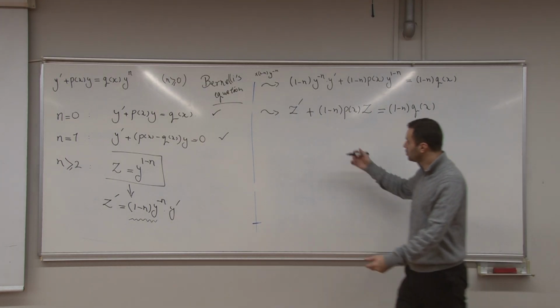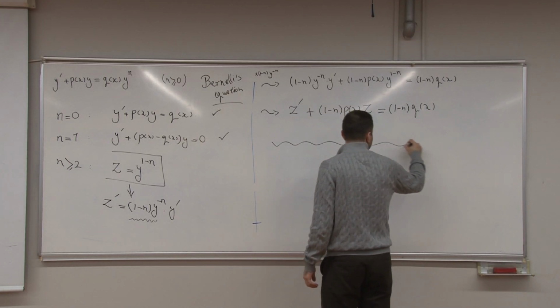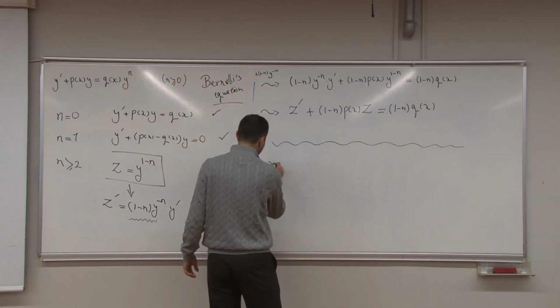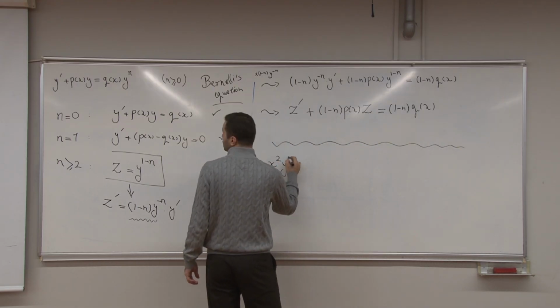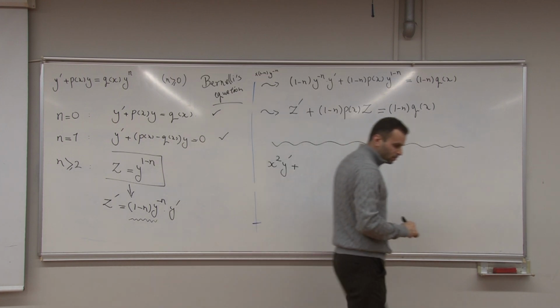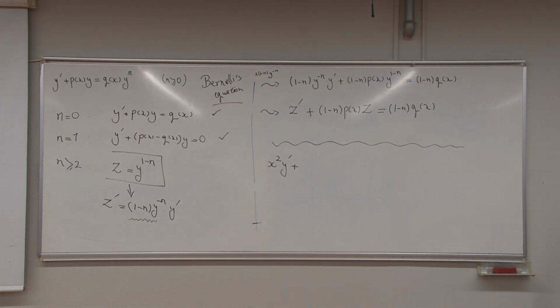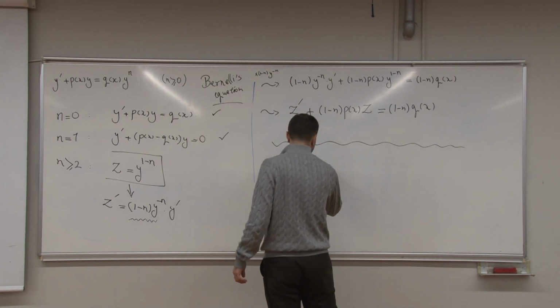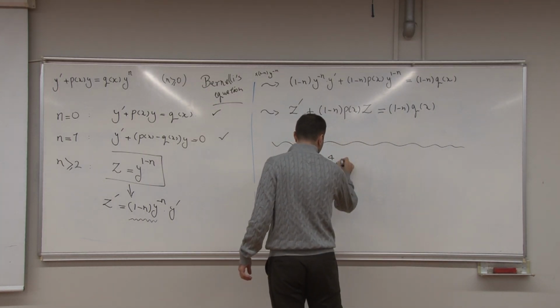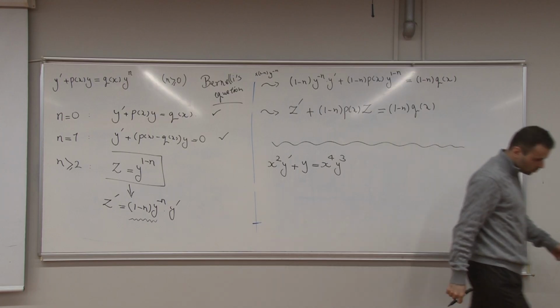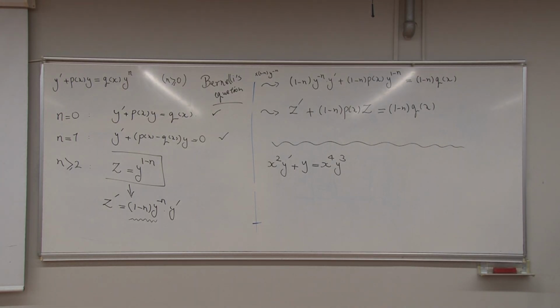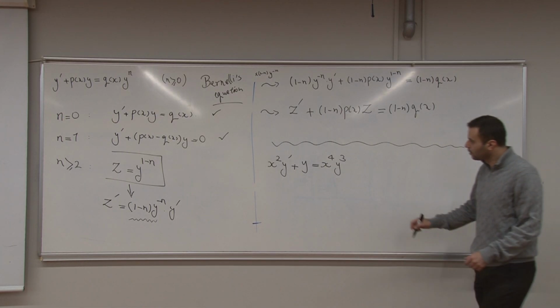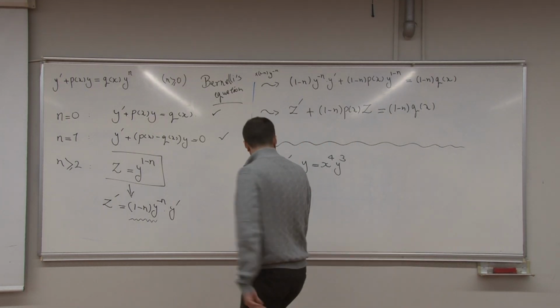Okay? So, example. x to the power of 2 y prime plus. Let me use one of my examples. What do I have? Please solve this equation.